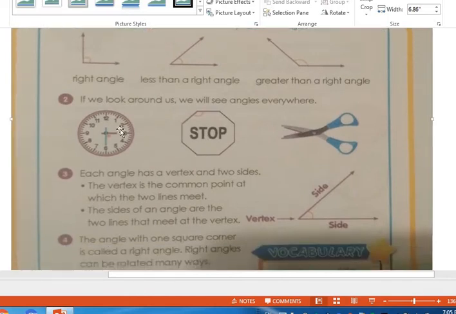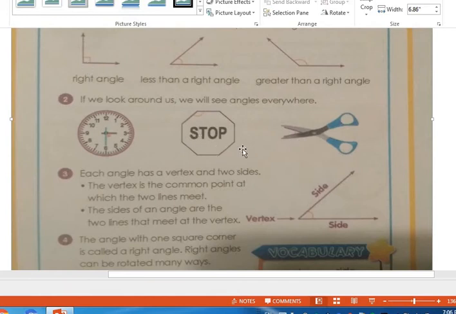If we look around us, we will see angles everywhere. In the analog clock, what time is it? It's 3:30. The two hands of the clock give me inside an angle, a right angle here. If you notice, it's the same as this one.